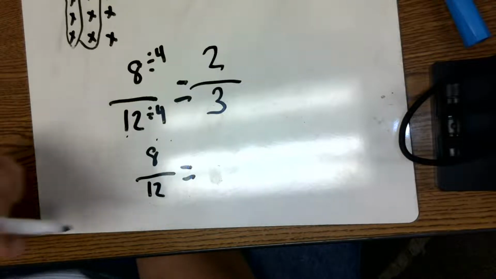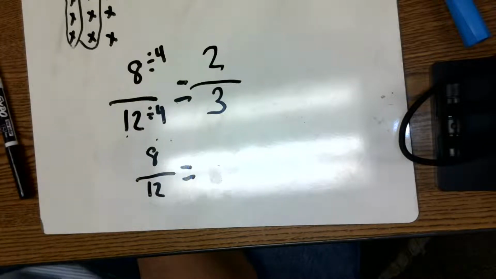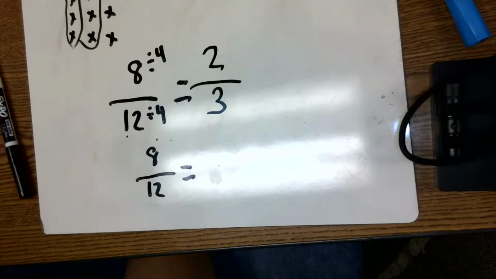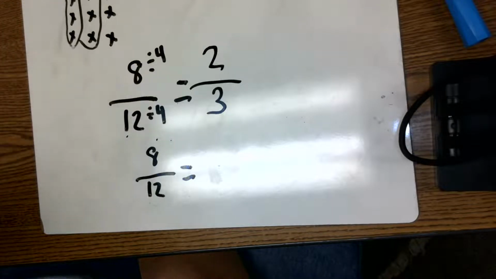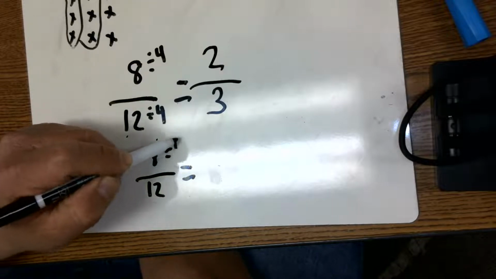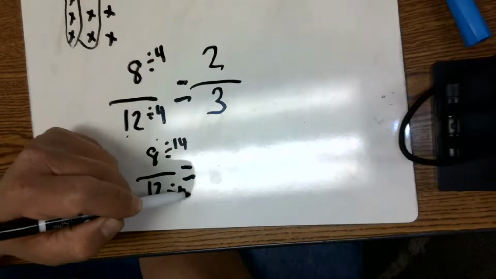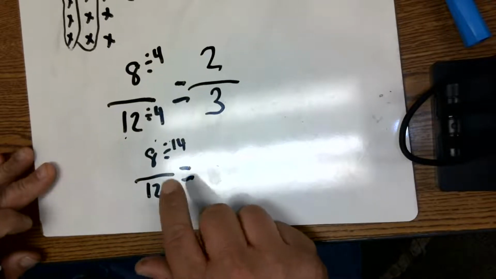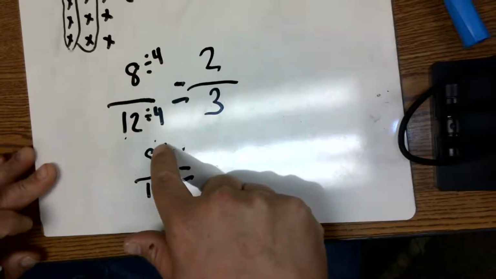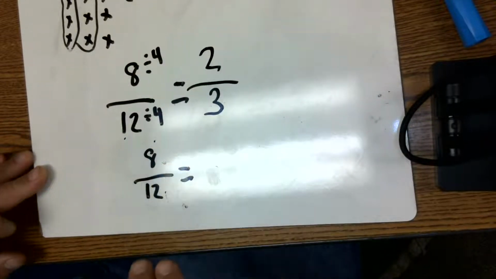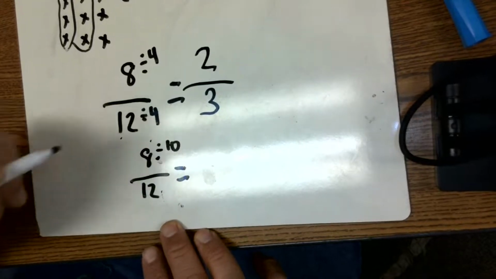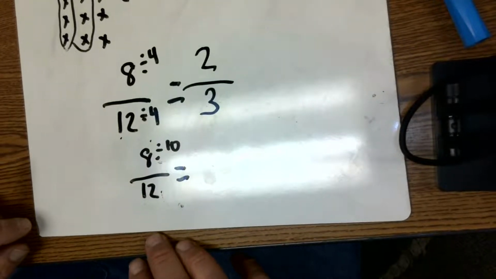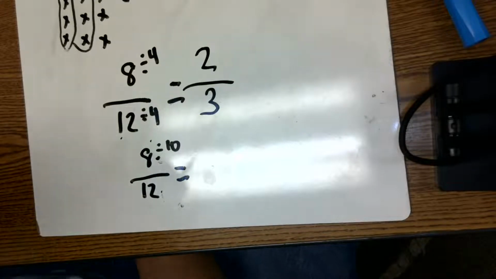14. You're going to do 8 divided by 14, and then 12 divided by 14. So you're telling me 8 divided by 14 and 12 divided by 14 is even? No, that's not it. You can do something else. How many times does 8 go into 10? Or 10 go into 8?